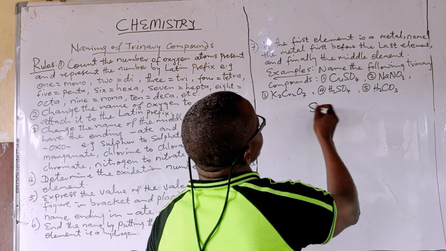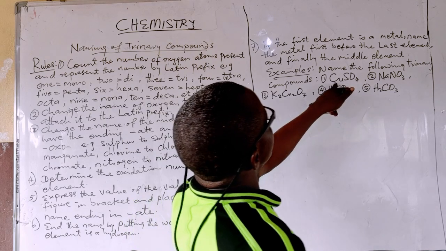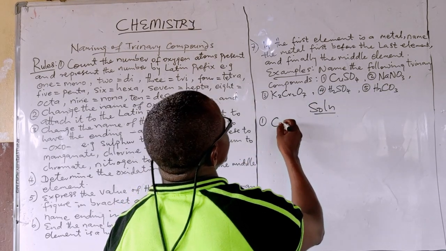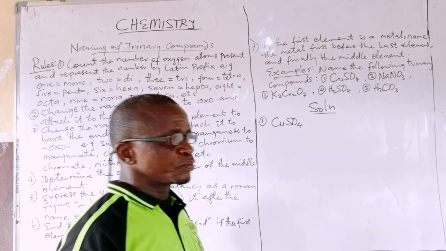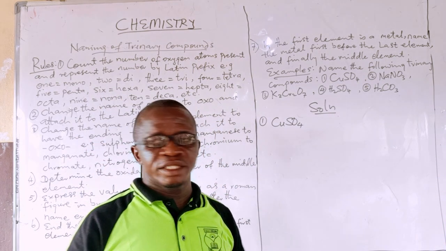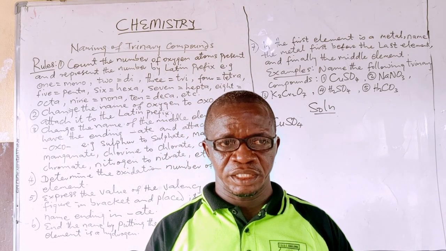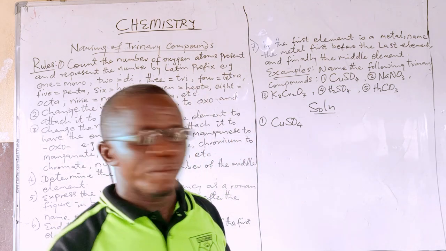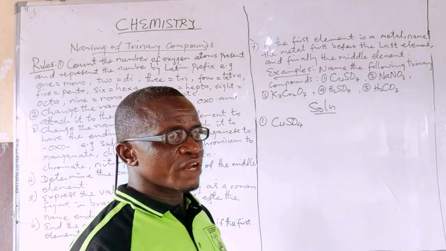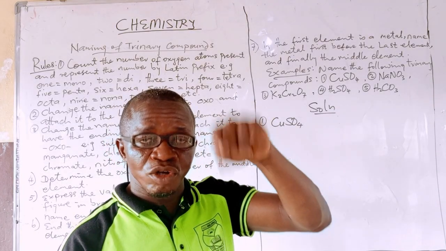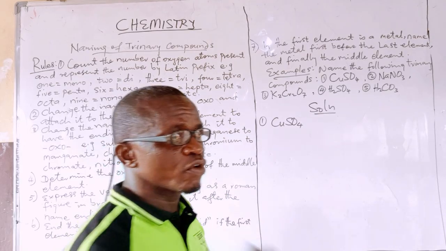So now, solution number 1. Let's see the first compound, CuSO4. That's the compound they say we should name. For me, I prefer calculating the oxidation number first before I start the naming. Anytime you want to name a compound that contains 3 different elements, first calculate the oxidation number of the middle element before you go to name it.